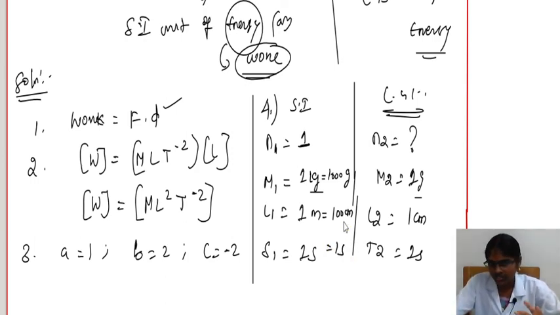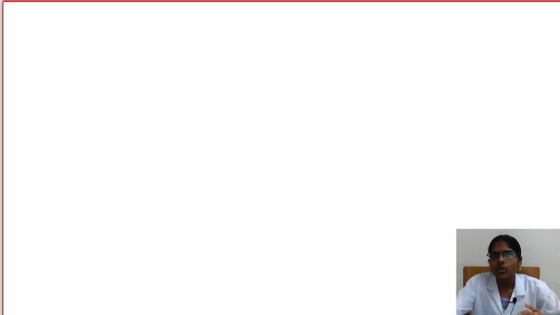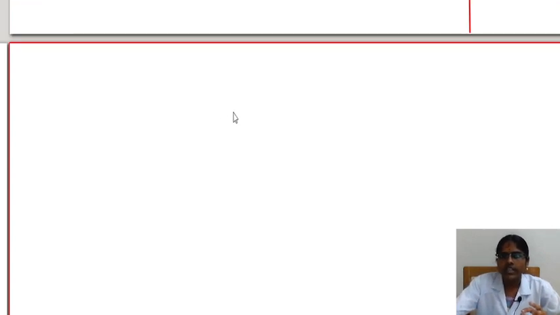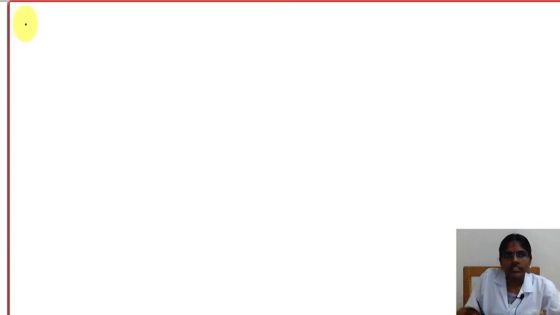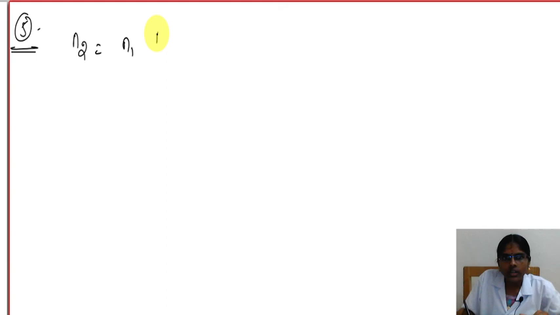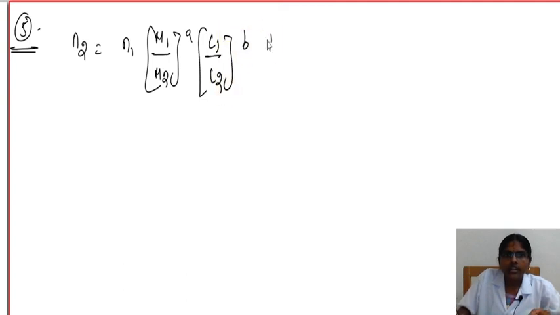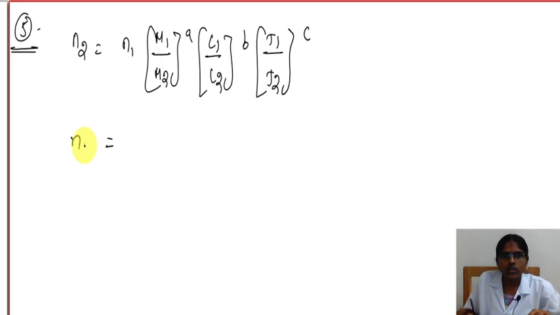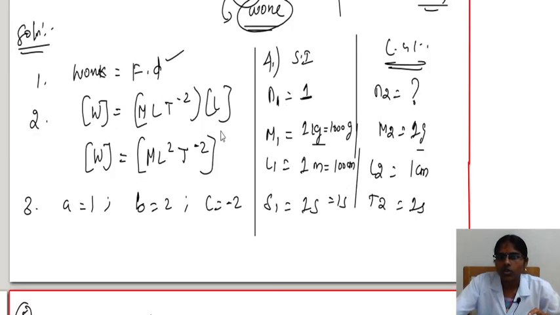Four steps are finished. What is the final step? Just substitute all the values, right? Okay, this is the fifth step. Substitute all the values. So what is the formula? N2 is equal to N1, M1 by M2 the whole power A, L1 by L2 the whole power B, T1 by T2 the whole power C, right? So substitute the values. N1 is just 1. What is M1? M1 is 1000.